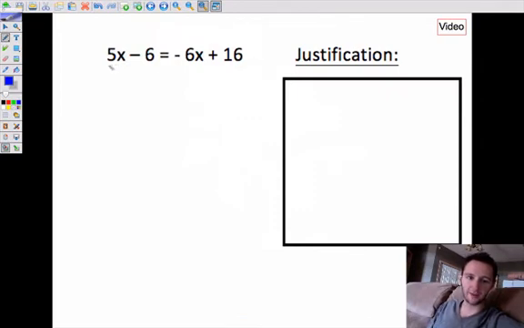So we have variables here, and we have variables here. What I'm going to do is move them all to the left side. And to do that, to get rid of this negative 6x, I'm going to add 6x to that side. And if I add 6x to this side, I have to add 6x to this side.